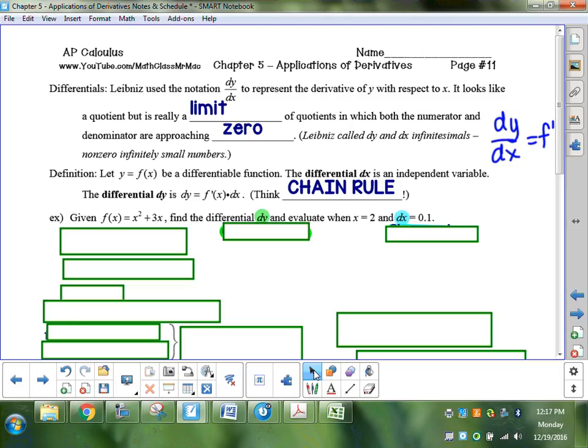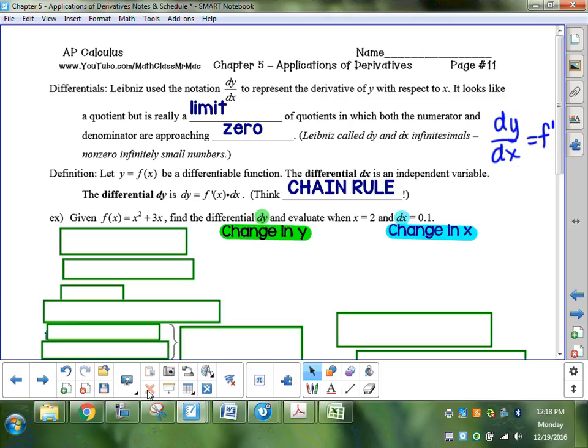Now, for our stuff today, given that function, find the differential dy, which, by the way, what's dy the same as saying? It's the change in y. dy is the change in y. And evaluate it out when x equals 2 and the change in x is equal to 0.1. Now, let's watch how this works. We'll walk it through, hopefully slowly, the first one, but hopefully it makes sense. It's just an alternate way of saying the same thing.